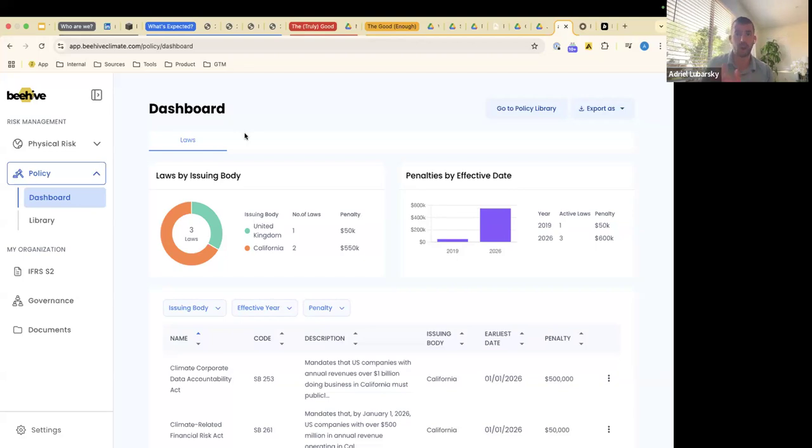And the AI trained on all these laws will be able to tell you. You'll be able to ask questions like, I want to understand what are the total penalties associated with my decision to not report on carbon emissions? And it'll answer that question for you.